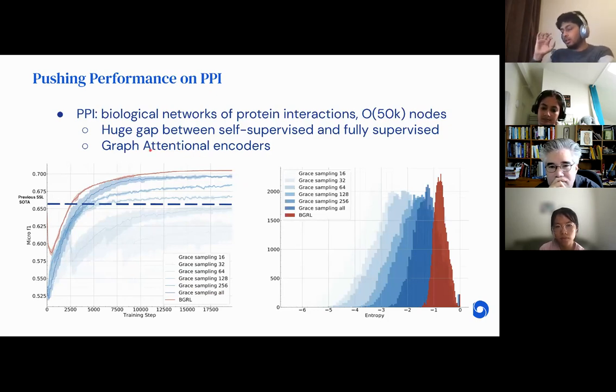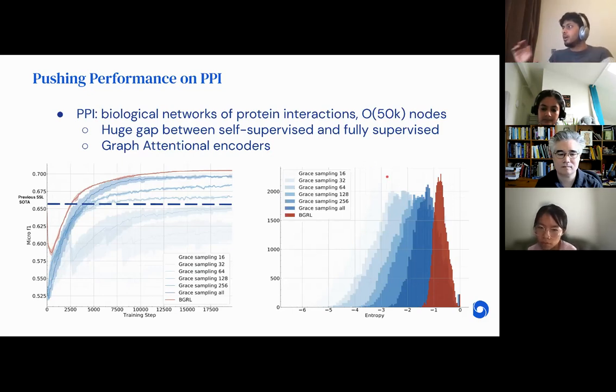Again, we were using graph attentional encoders here, because it's known that, at least for supervised learning, they were doing much better than GCNs on this data set. And so far, they hadn't been trained in a stable way using only self-supervised learning. So we can try to diagnose this by looking at the internals of these models.